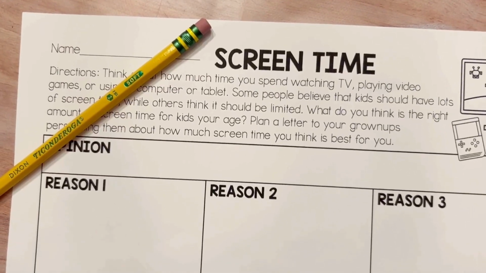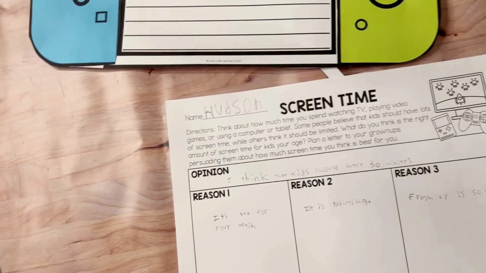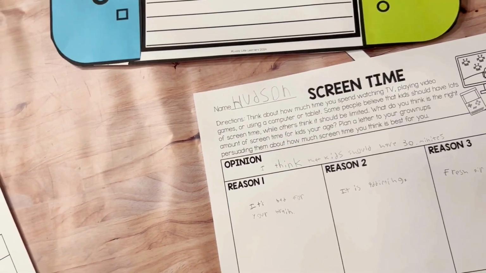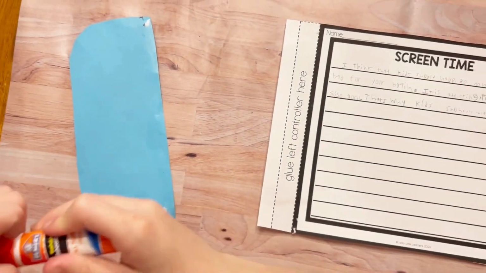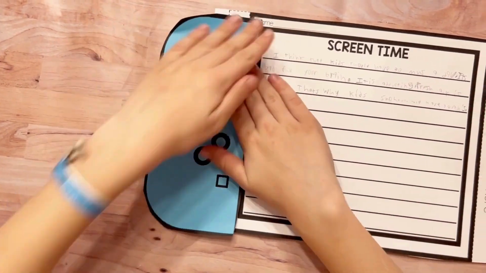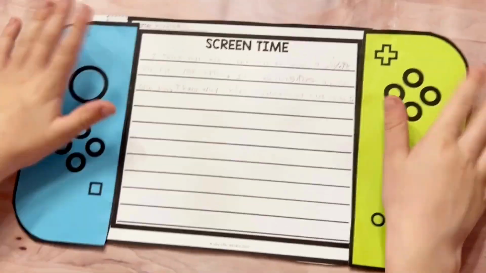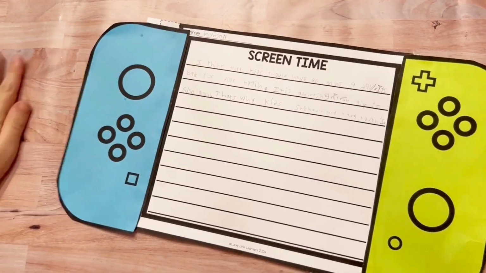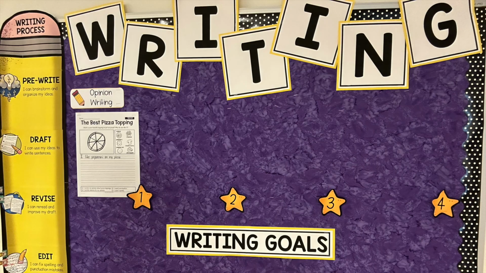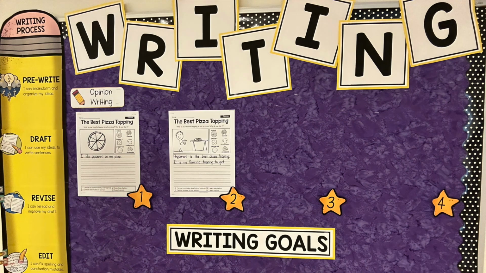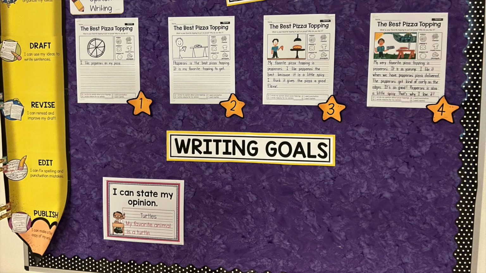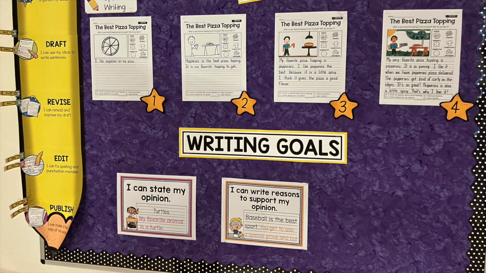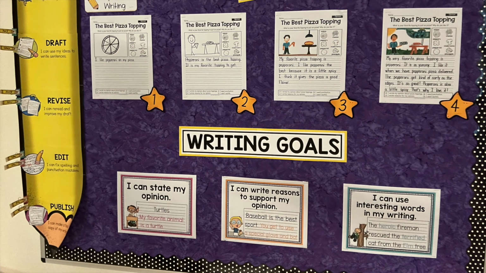The perk of this is it's in a simple laid out format. Give their opinion, 3 reasons why, restate their opinion, and then they write it on this cute little template that has a game controller on the side. What a fun classroom display. Another bonus idea is to have an opinion writing bulletin board. I love how visual this is. Students can see examples of how their writing should look. I also post the writing goals I have for them for this unit.